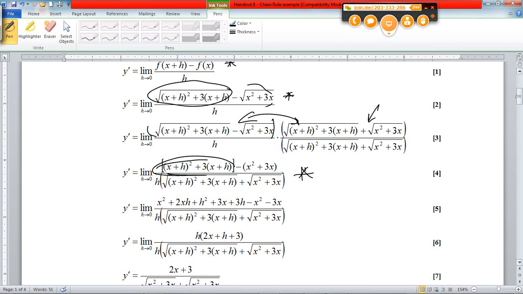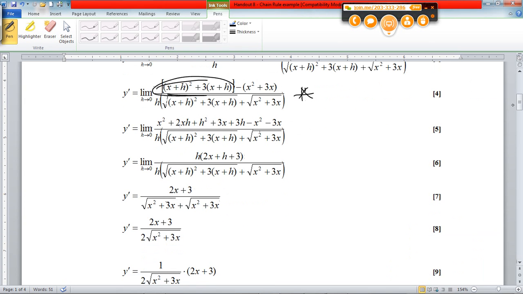All right, well, let's do a little bit of simplifying here. x plus h squared, square it out. x squared plus 2xh plus h squared. Multiply the 3, so you get 3x plus 3h. Distribute the minus, you get minus x squared minus 3x. What happens? Lots of canceling. The 3x's go out. The x squareds go out. And we wind up with 2xh, h squared, and 3h, which all have an h. So if I pull out an h, I wind up with 2x plus h plus 3 over h times the square root plus the square root. What happens there on line 6?